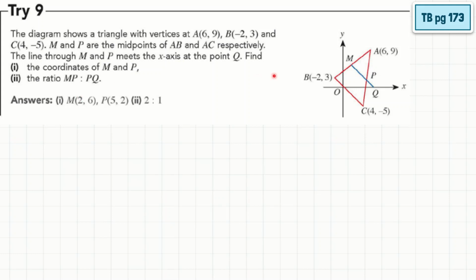How do we find the coordinates of M and P? M being the midpoint of AB, we have the coordinates of A, we also have the coordinates of B. P being the midpoint of AC, we have the coordinates of A, we also have the coordinates of C. So I hope that we are able to see we have all the necessary information to apply our midpoint formula to help us find the coordinates of M and P. You may wish to pause the video over here to try your own calculation to find out what are the coordinates of M and P.